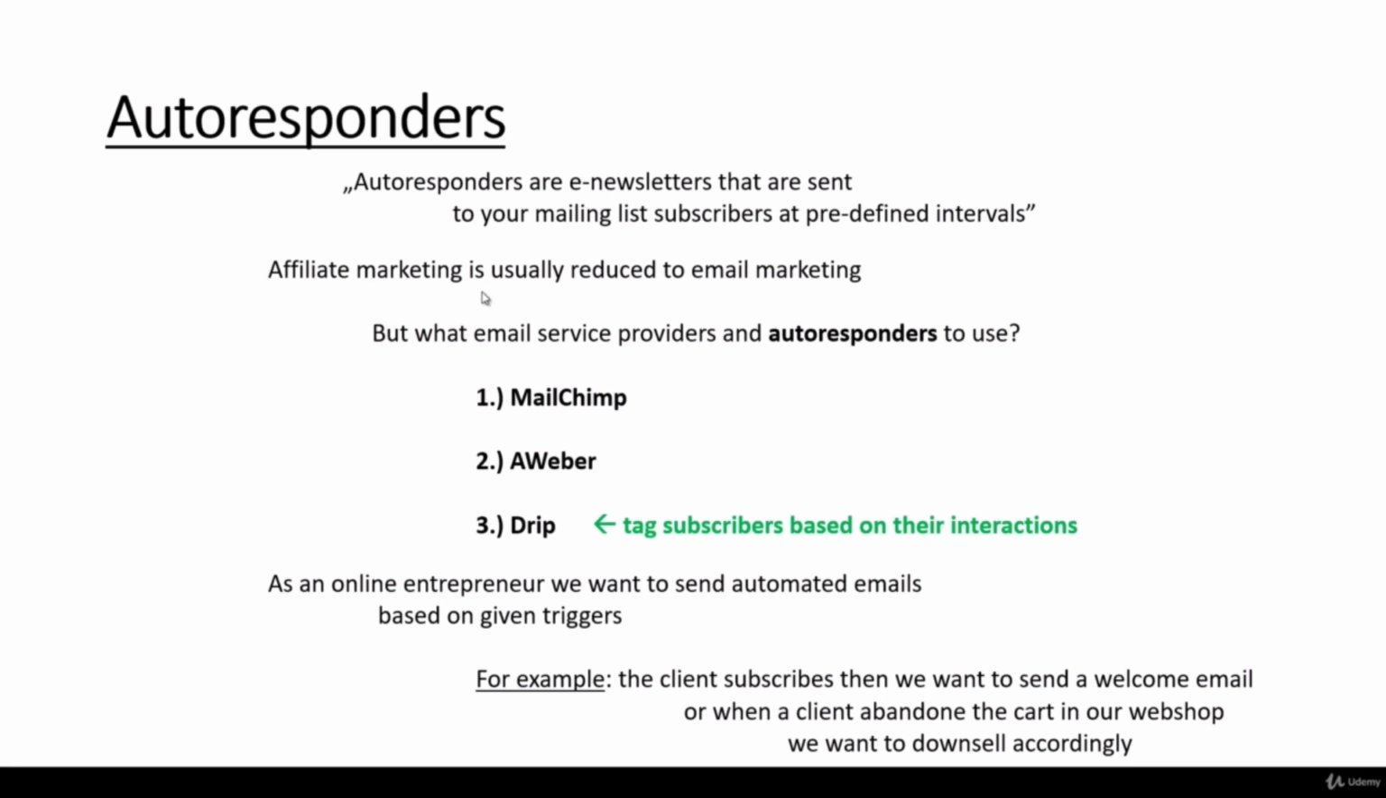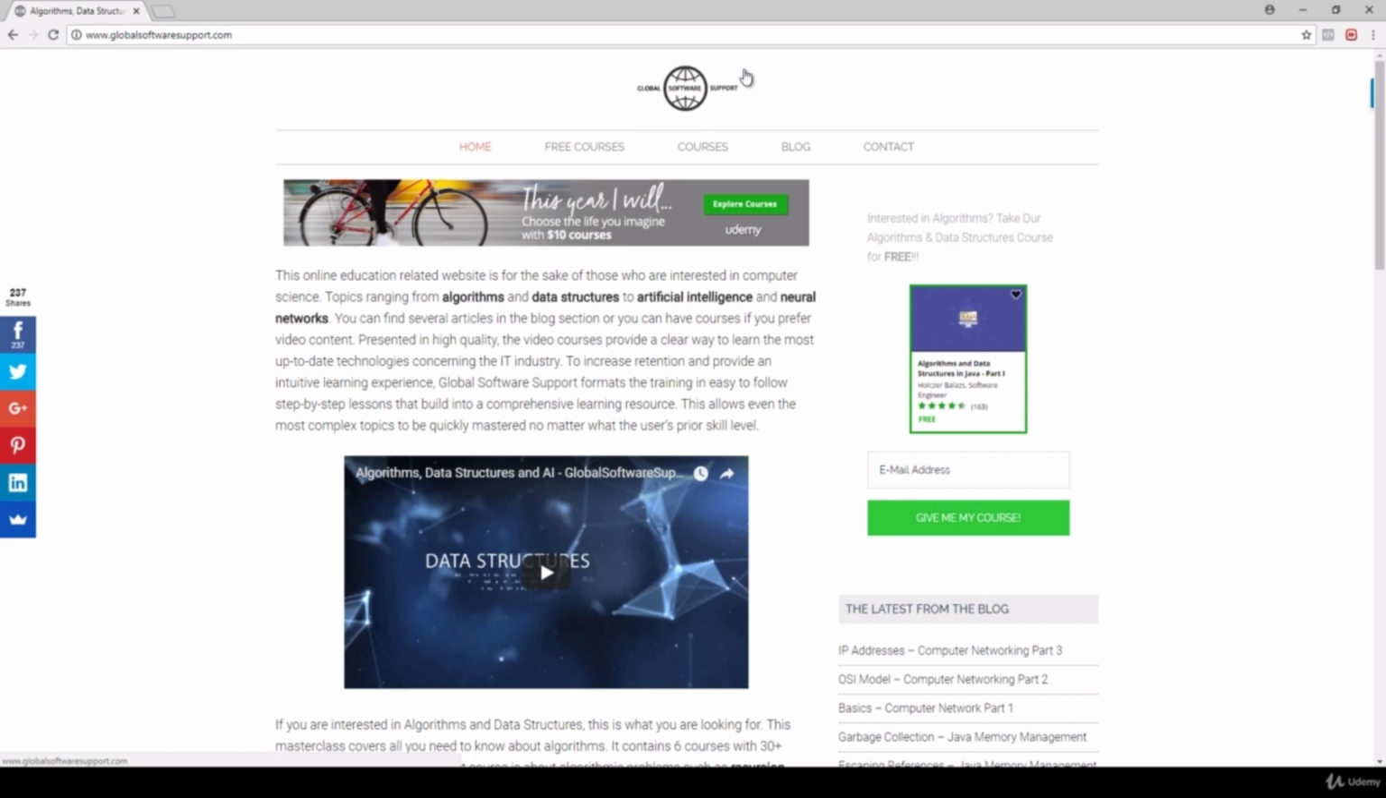Okay, so affiliate marketing is usually reduced to email marketing, and a good question is what email service providers and autoresponders to use. There are three options. The most relevant ones are Mailchimp, Aweber, and Drip. Mailchimp is good for small businesses. So for example, as far as global software support is concerned, I use Mailchimp under the hood.